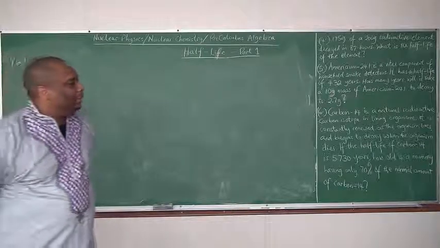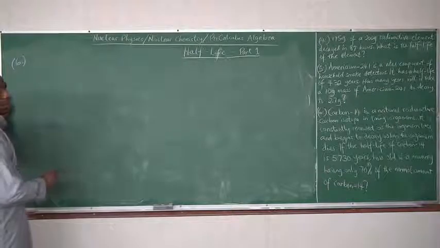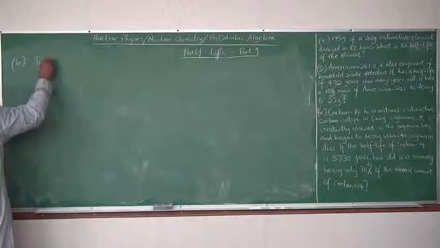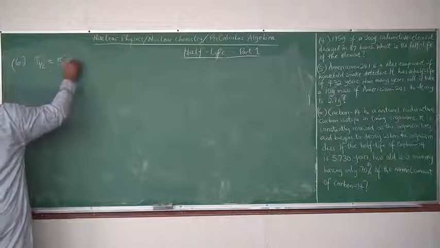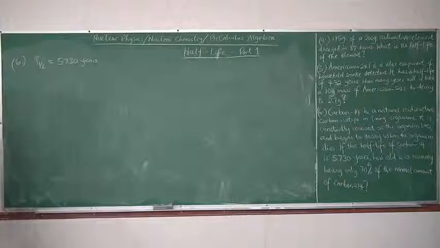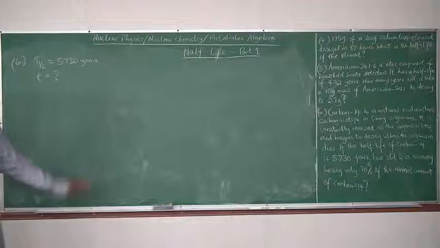Now, let's write the parameters. Half-life of carbon 14 is 5730 years. Yes, that's a lot. How old is a mummy having only 70% of the normal amount? So they're asking us for the T.